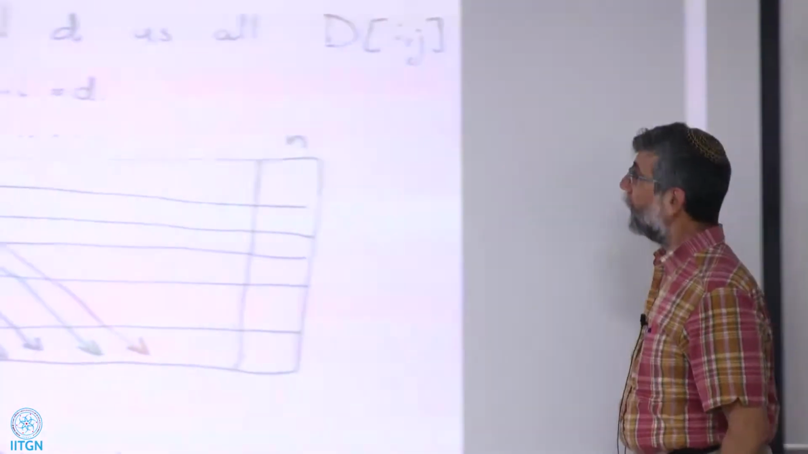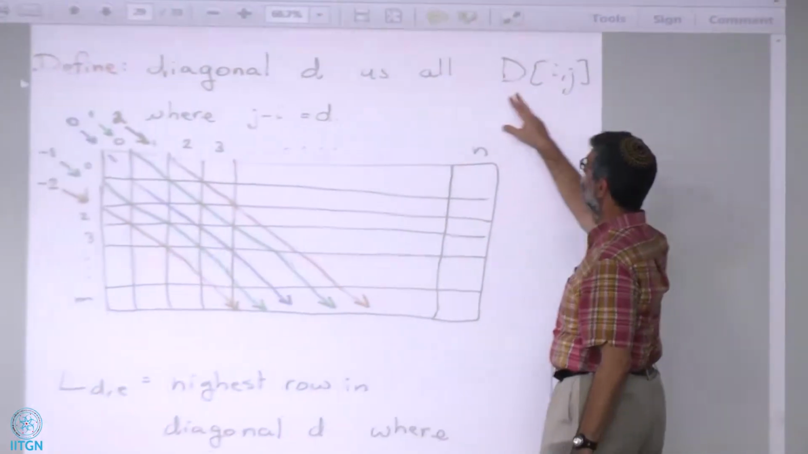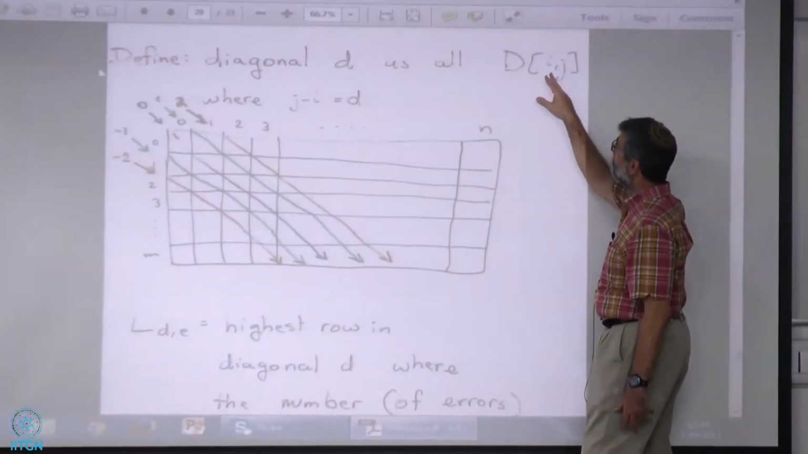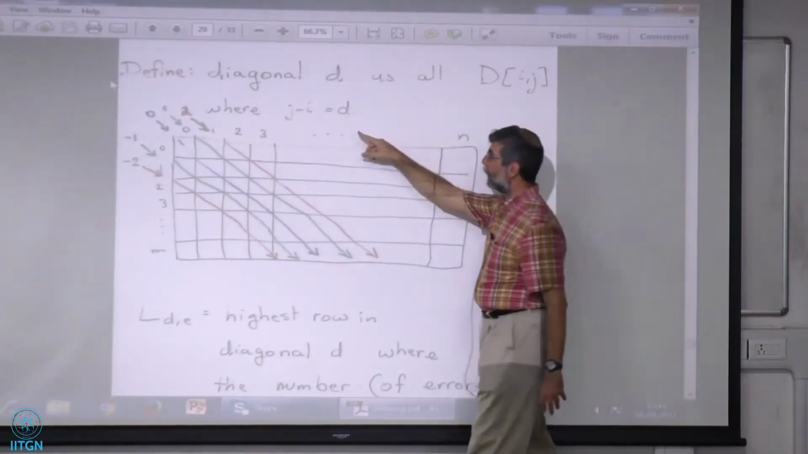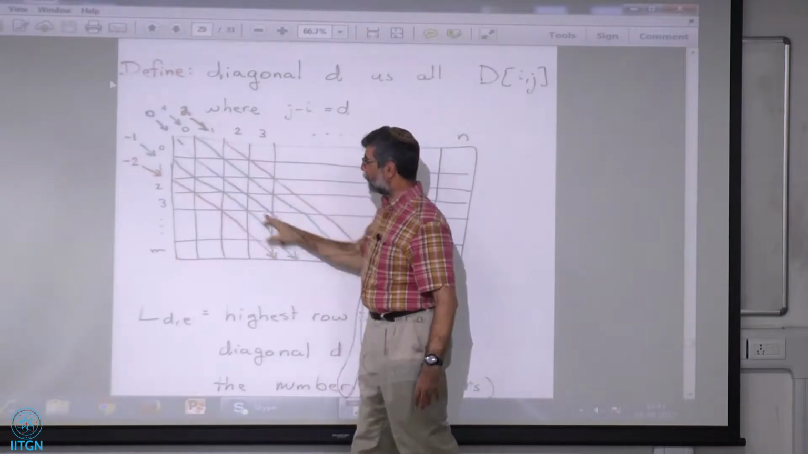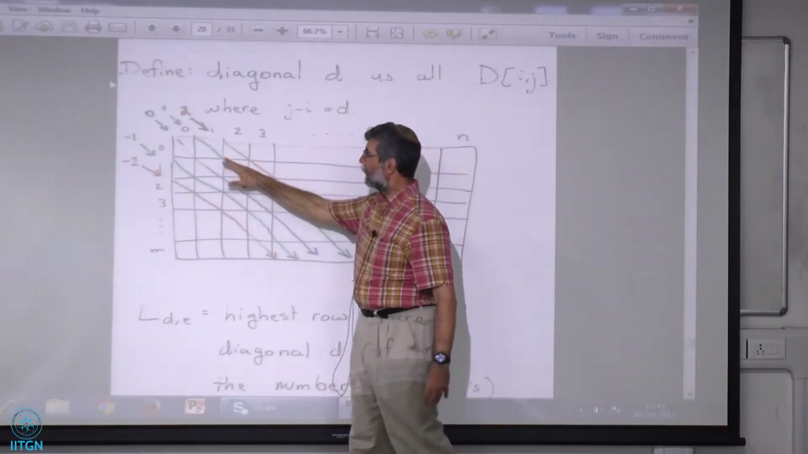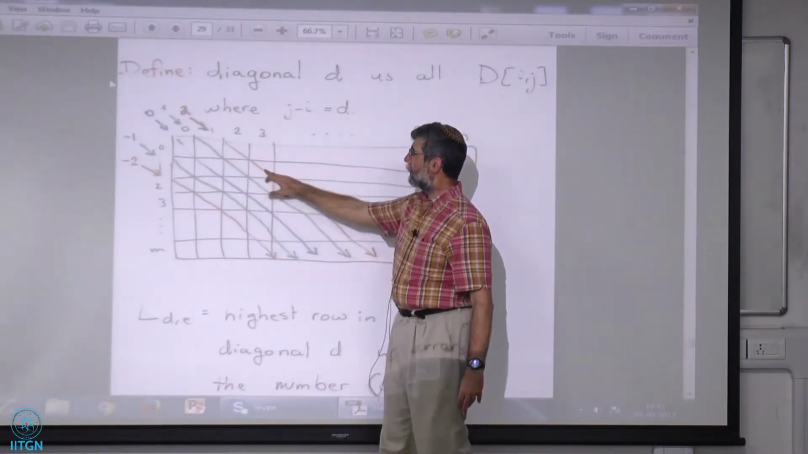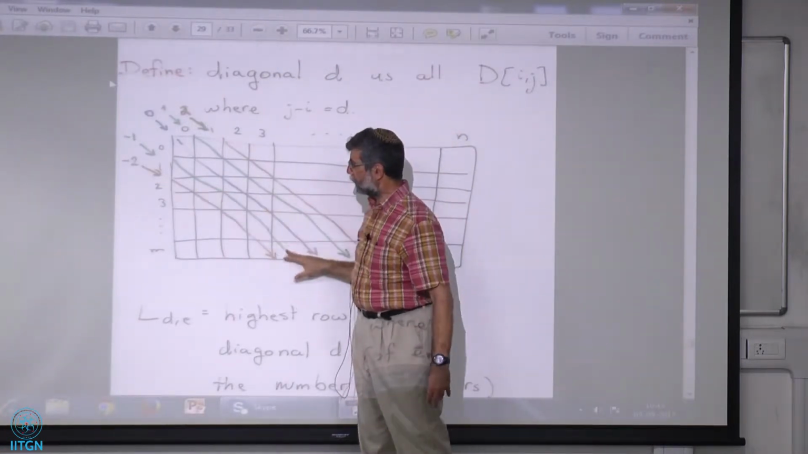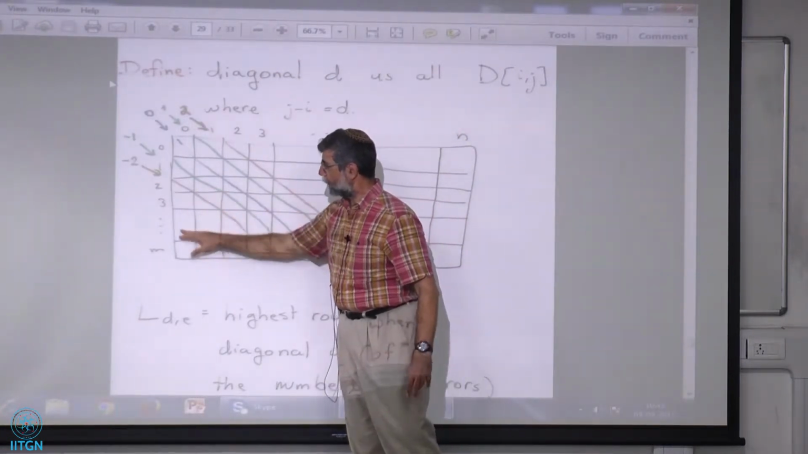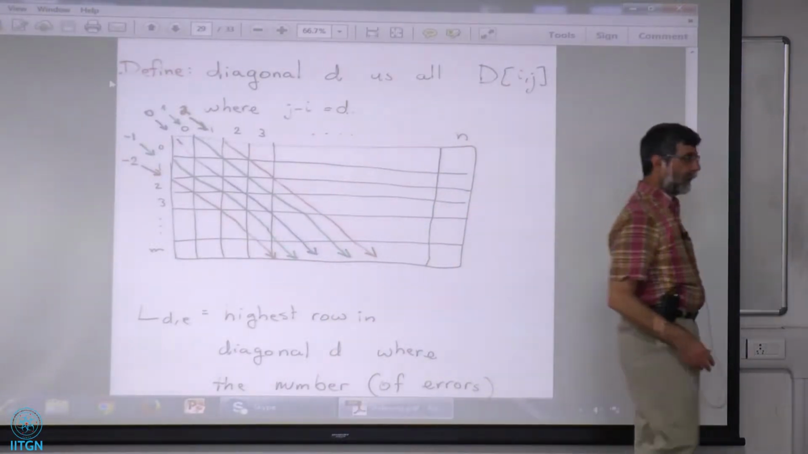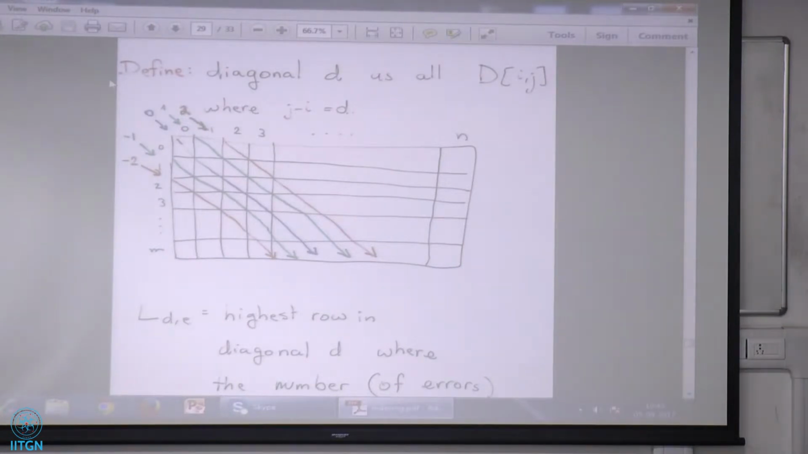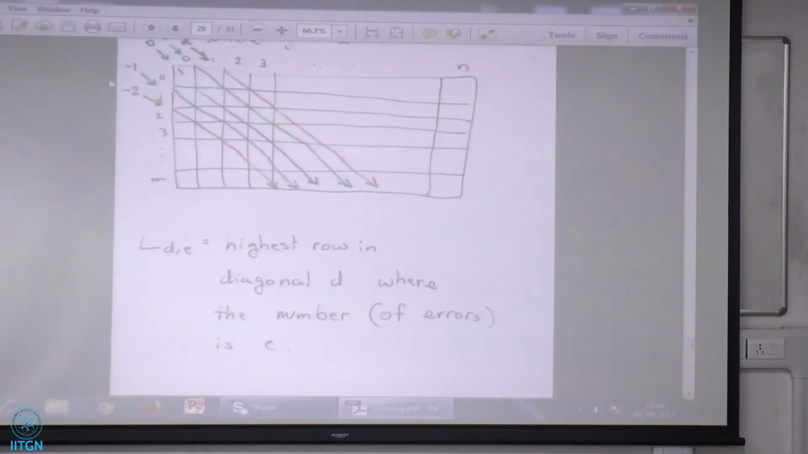Well, as far as the diagonals are concerned, we know what diagonal D is. Diagonal D is all the Dij's, where D is the dynamic programming matrix, all the Dij's where j minus i is equal to D. So this is going to be diagonal 0, the blue one. This green one is diagonal 1. This is diagonal 2. This is diagonal minus 1, minus 2, minus 3, etc. Now he gives names to the diagonals. And now, what he says is, this is very pretty.